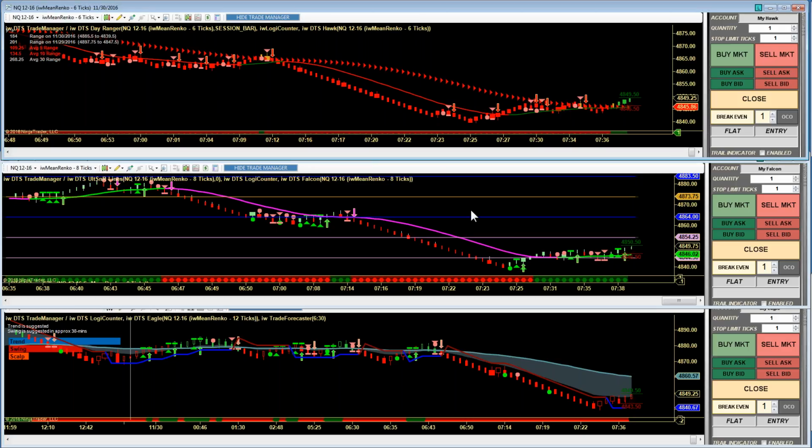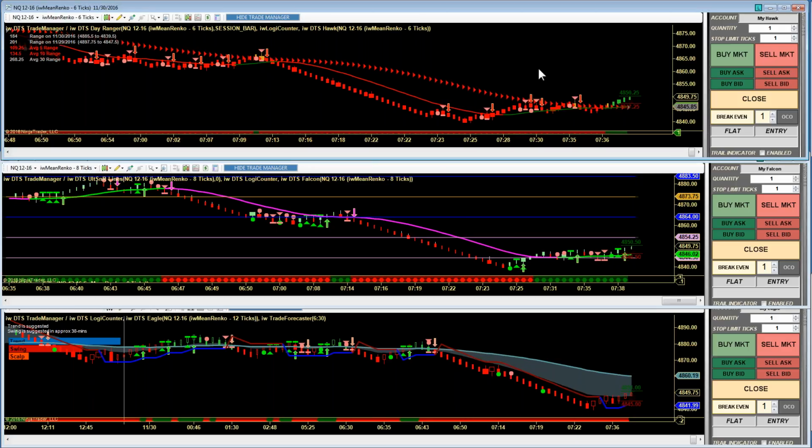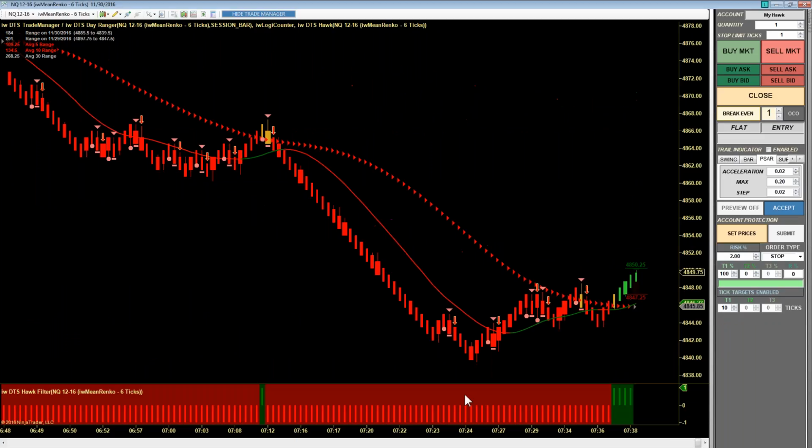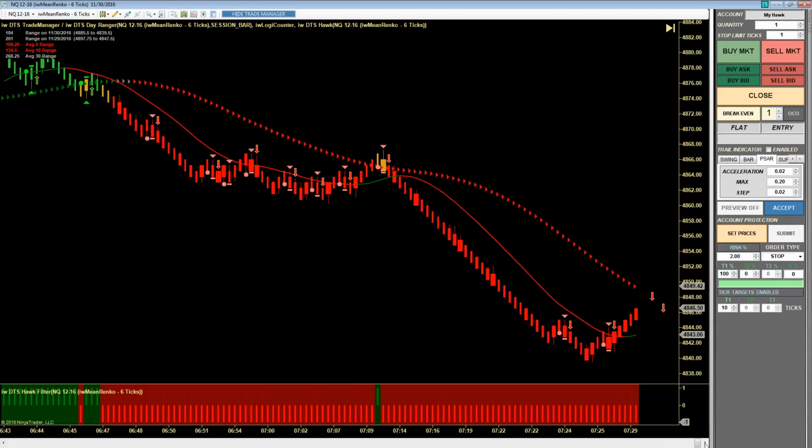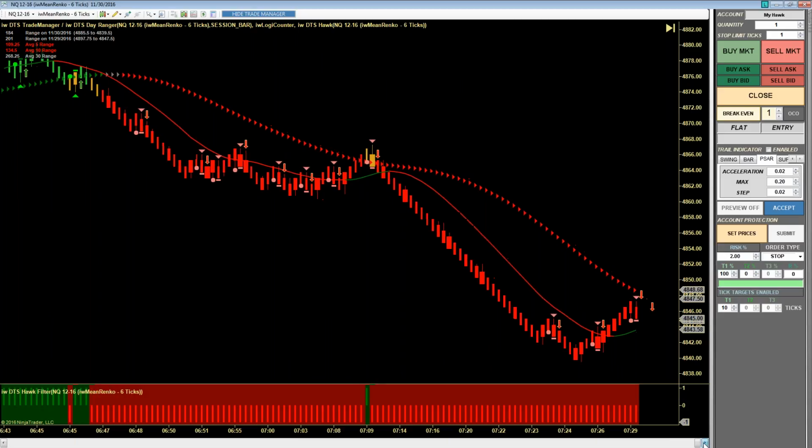Frank's asking, would you short the NQ again? I would, off of the right signal. The problem with shorting the NQ right now is the stop. We have to allow a very generous stop.